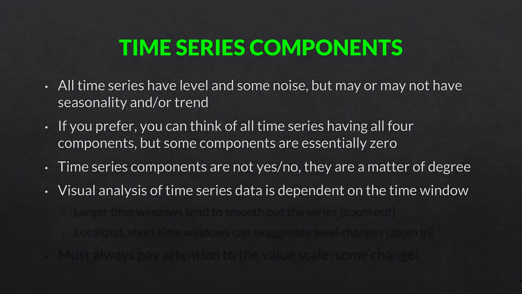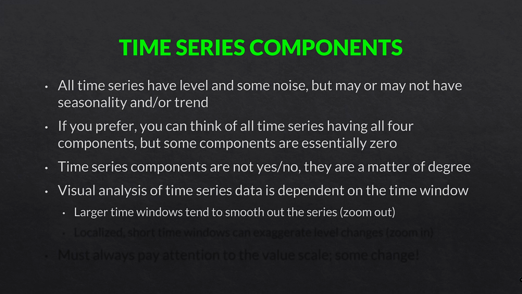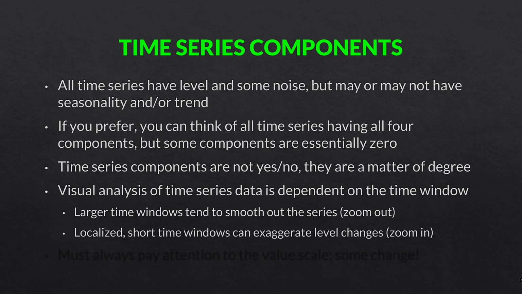And visual analysis of time series data is dependent on the time window. Larger time windows tend to smooth out the series if we zoom out. Localized short time windows can exaggerate level changes if we zoom in. Now, this isn't always a hard and fast rule. It really depends on the data. But if you really zoom into a time series and then change the scale on the y-axis on the level, it can exaggerate level changes that in the grand scheme of things really aren't that big. And we'll see an example here in a second.